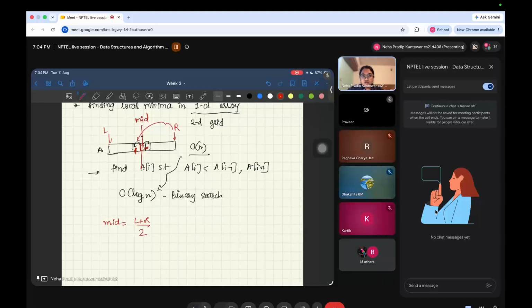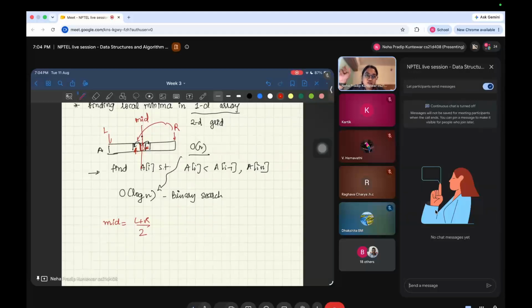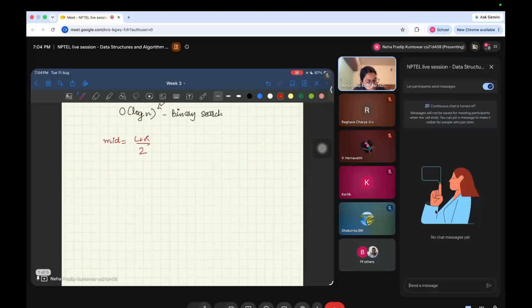Note that we're not finding a global minimum, so finding a global minimum must take omega n time, but because we're only looking at a small neighborhood, we can do an improvement. Okay, so what about the 2D grid? How did we define that?